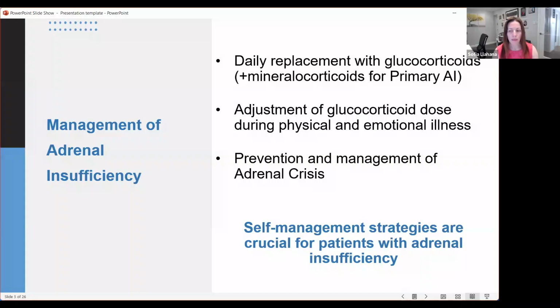So self-management strategies are very crucial for patients with adrenal insufficiency. One thing I always say to my patients is, you see clinicians and endocrinologists probably 15 to 30 minutes every 6 months or every year, but you have to live with the condition for the rest of the year. So being able to manage your condition is extremely important, and as clinicians, we need to provide you with those strategies.